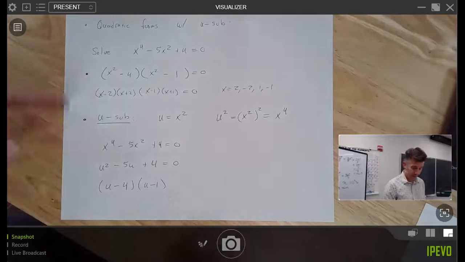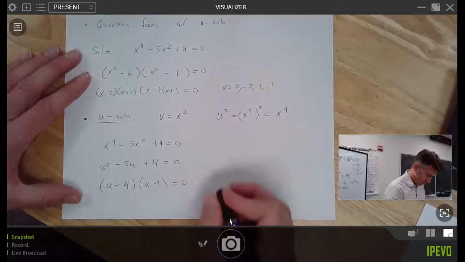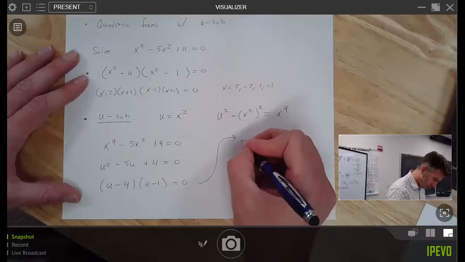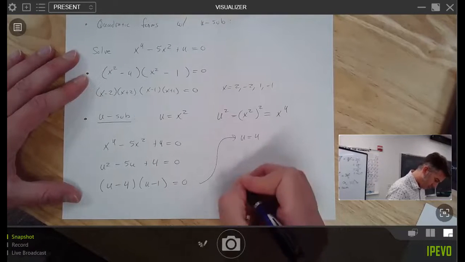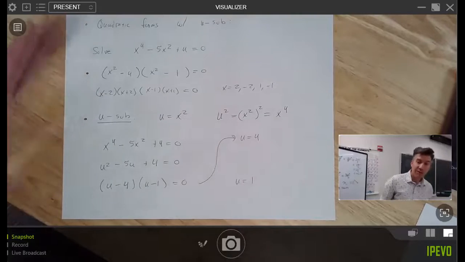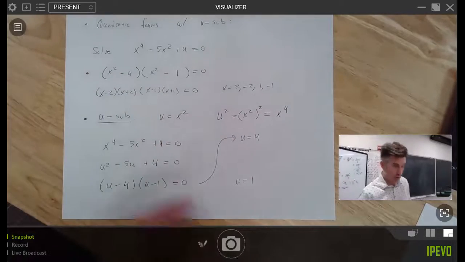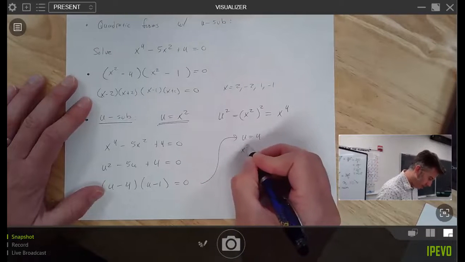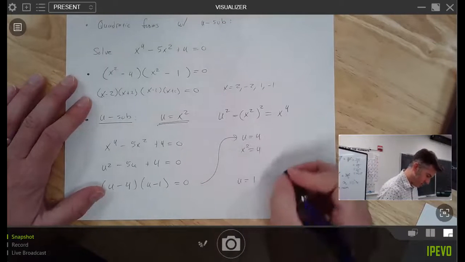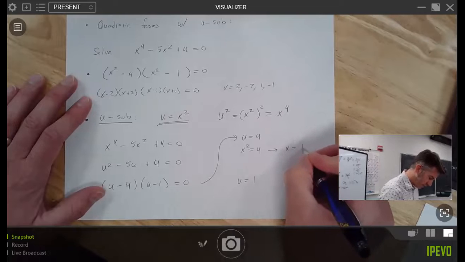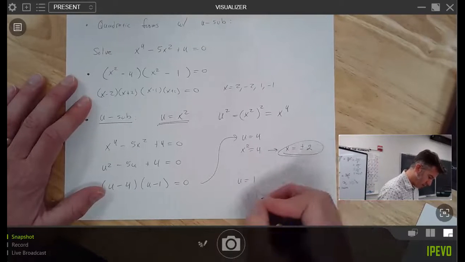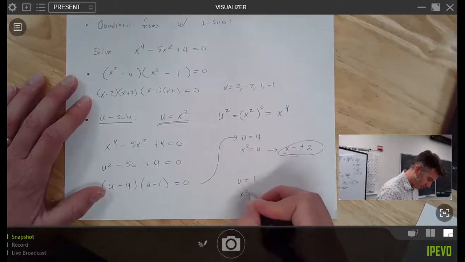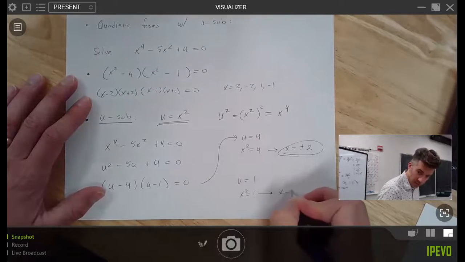Now, the thing about doing it this way is we then get our solutions. We get u equal to 4, and we get u equal to 1. But we're not done, because u was equal to x squared. So we then have to go back and go like, oh, x squared is equal to 4, which means x equals plus or minus 2. And x squared is equal to 1, which means x equals plus or minus 1.